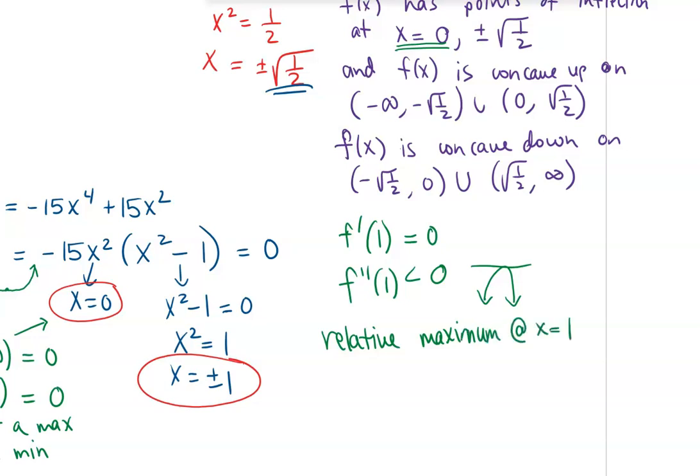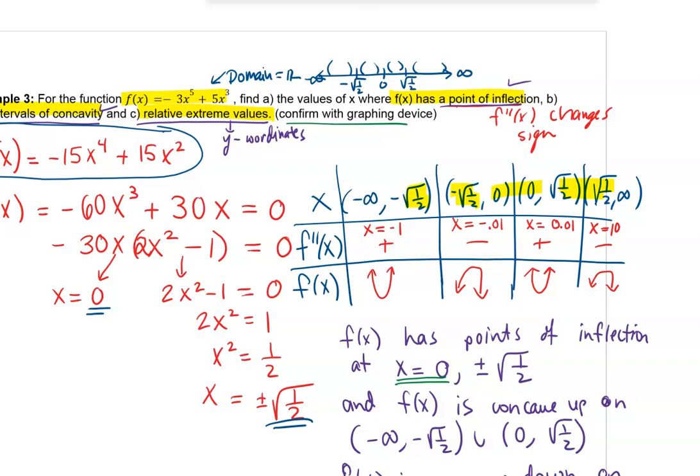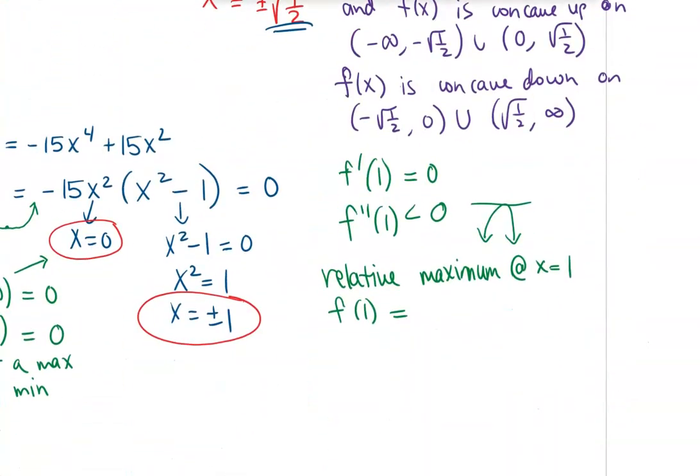at x equals 1, and it asked us to actually find that maximum value. And so we'd have to plug that into the very original equation because it said find the extreme values, not the location. So I'd have to plug 1 in here, and I'd get negative 3 times 1 plus 5 times 1. Negative 3 plus 5 is 2. So 2 is a relative maximum value on this graph.